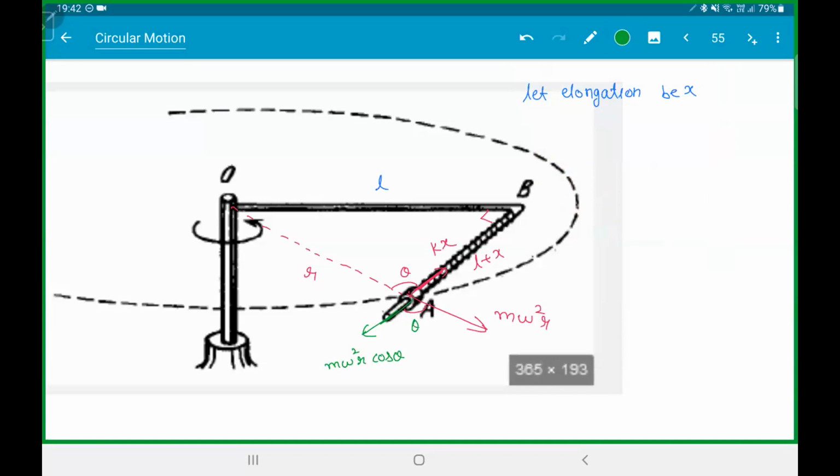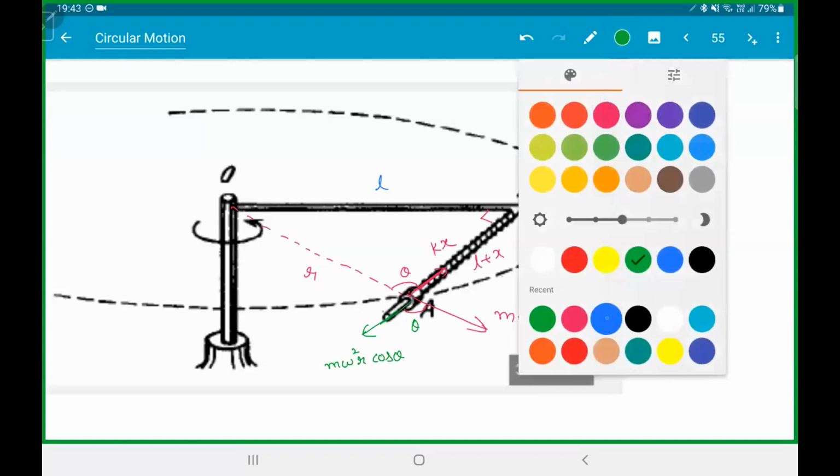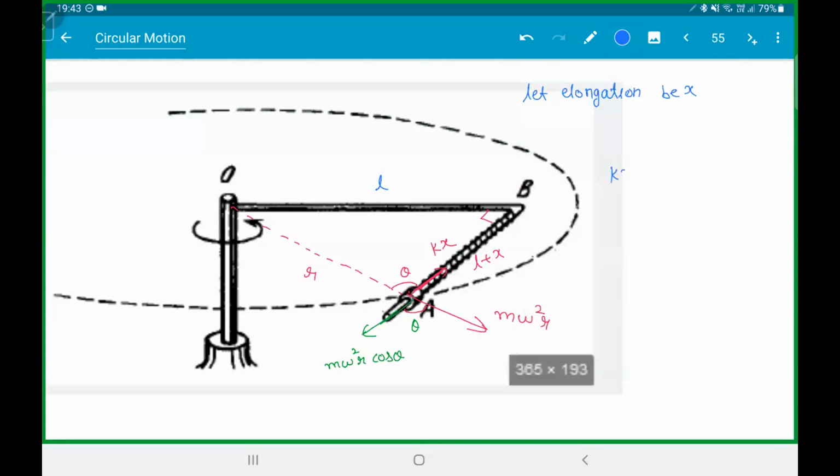I hope you're getting the diagram there. So centrifugal force will be in the radial direction. Its component will pull the spring, and that will be equal to kx. Spring force is k into elongation. So we get k into x is equal to m omega square r cos theta.